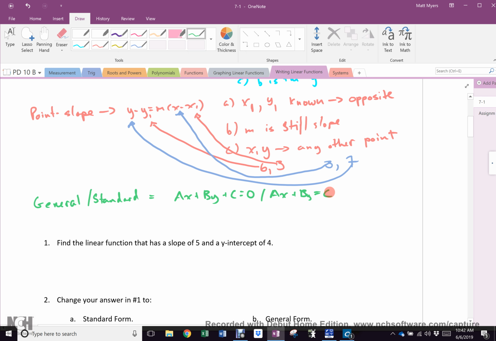Now, what do we have to remember about these forms? A is what? Positive. And B, no what? Fractions.